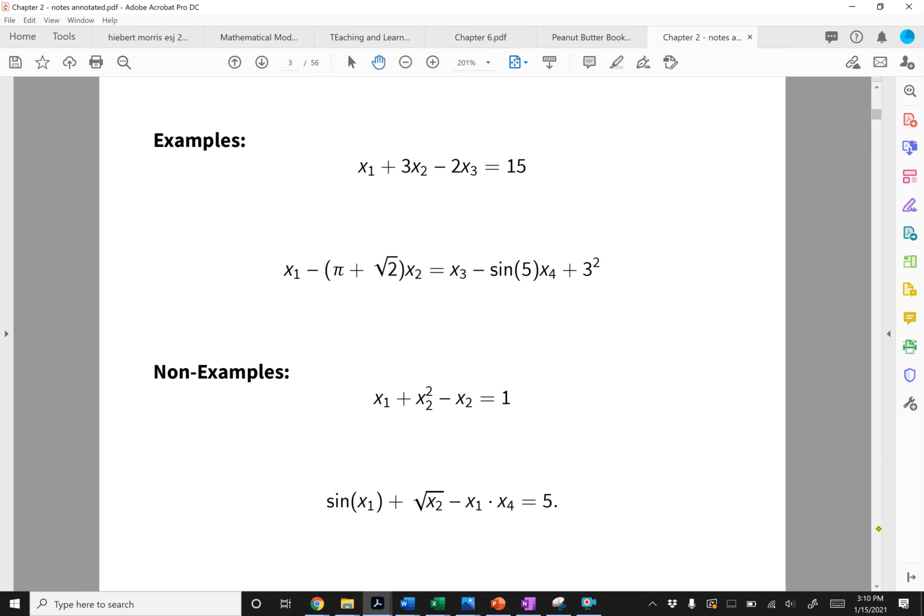So these are some examples of linear equations. This looks crazy, but really that's just a real number multiplied by x to the 1 power. Sine of 5 is just a real number. So 3 squared is just a real number. Here, these are non-examples. We've got a square there. We've got a square root, which is to the 1/2 power there. We've got sine of x. So this is a nonlinear function. We've also got two variables that are multiplied together. So these are all problems down here.